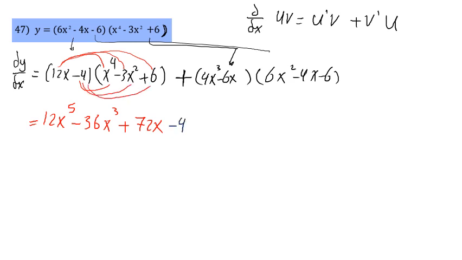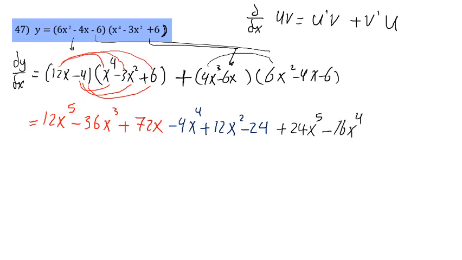It's going to be negative 4x to the power 4 plus 12x squared minus 24. Then again, 4x to the power 3 times 6 is 24x to the power 5, minus 16x to the power 4, minus 24x to the power 3. Finally, negative 6 by 6 is negative 36x to the power of 3. Negative 6 by negative 4 is positive 24x to the power of 2. Negative 6 by negative 6 is positive 36x.